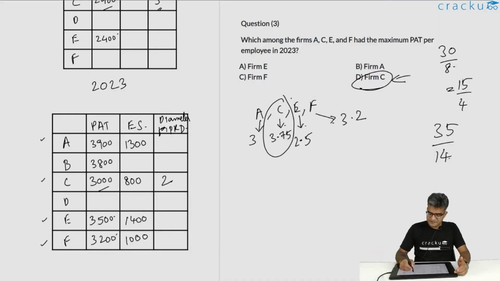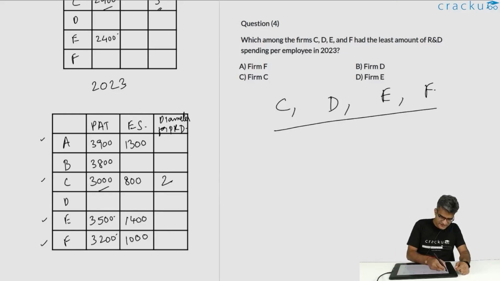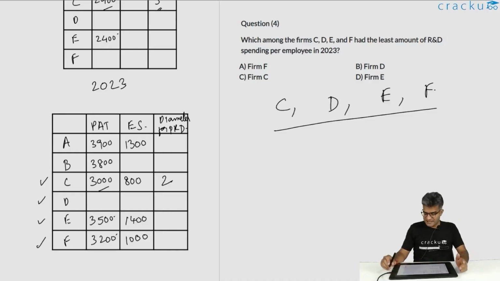Let us look at the last question. Which among the following firms C, D, E and F had the least amount of R&D spending per employee in 2023? So we need the employee strength, we need the PAT, and we also need the percentage of diameter for these firms, C, D, E, F. Let us first calculate that and then we'll come back. We need PAT, employee strength and the diameter, because then we will understand how much research they did, the amount spent on research, divided by the employee strength. So let us do it.